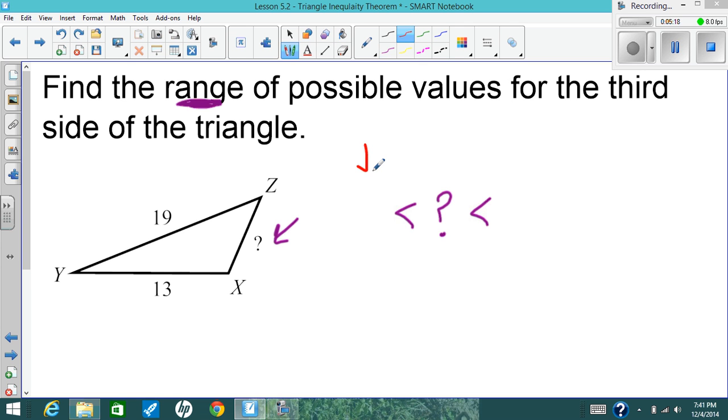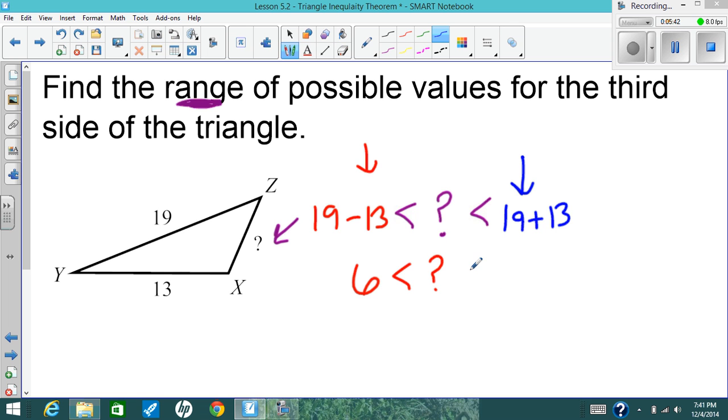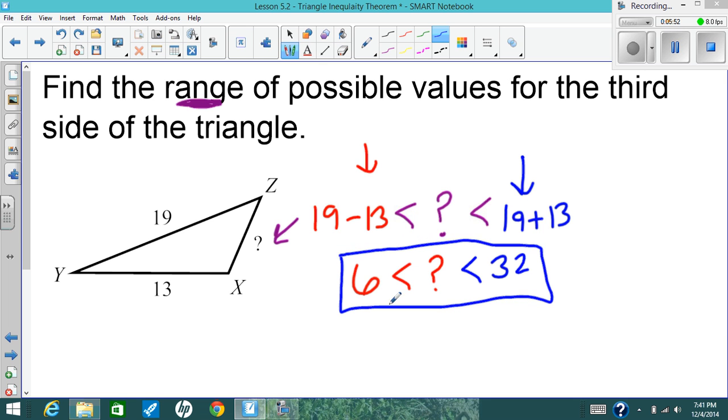To find the value that starts the inequality, we'll just take those two and subtract them, 19 minus 13, and we get 6. To find the number that goes at the end of the inequality, we'll add these two. So we get 19 plus 13, and that gives us 32. So the value of our third side must be bigger than 6 and smaller than 32.